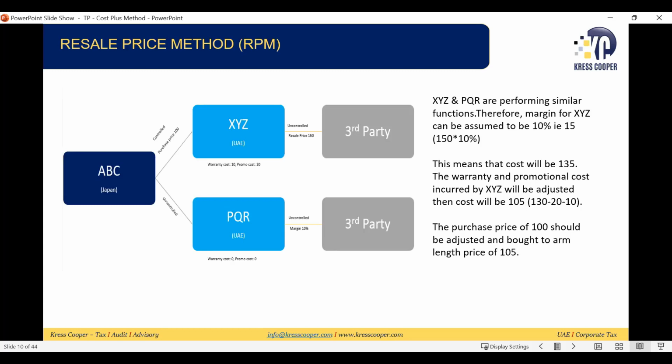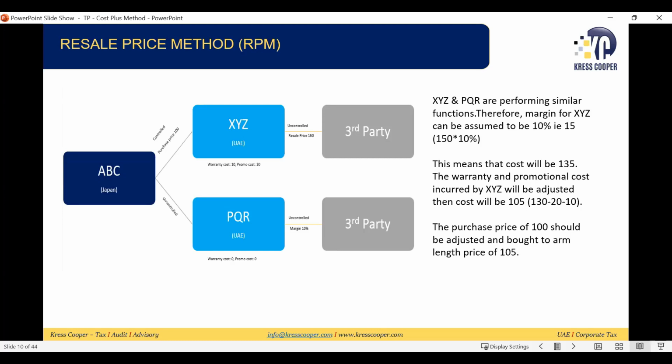So there you have to determine what the margin is. Here we have determined that the margin is 10%. This is one of the key areas in this method, to determine this margin, because this is where the comparison will happen, and this is the external comparable. Then we need to see what price XYZ has sold the goods to the third party. In this example, the resale price is 150.